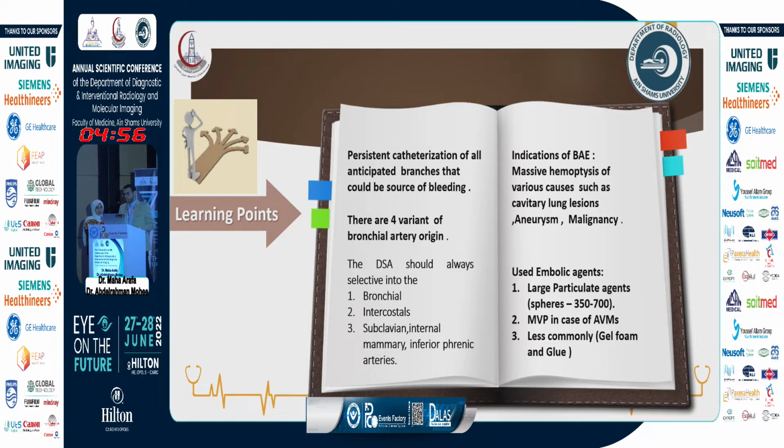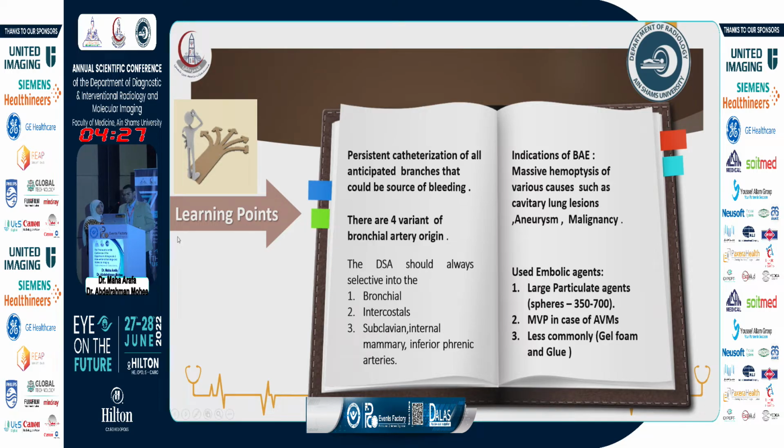There are 4 variants of bronchial artery origin, so proper knowledge of the anatomy is mandatory. The DSA should always selectively catheterize bronchial, intercostal, subclavian, internal mammary, and inferior phrenic arteries to search for accessory bronchial arteries. Indications of bronchial artery embolization include massive hemoptysis in various cases, such as cavitary lung lesions, for example TB or bronchiectasis, as in our case, aneurysm, and malignancy.